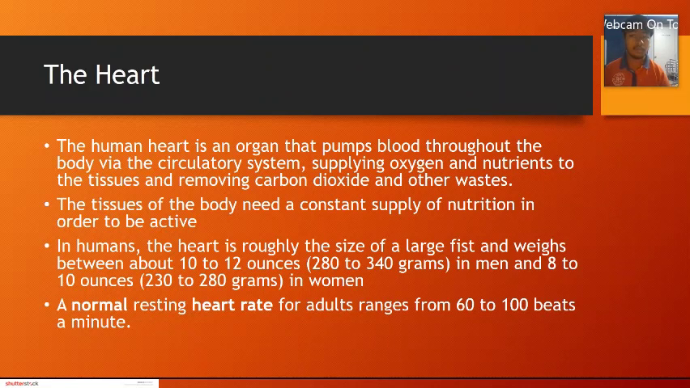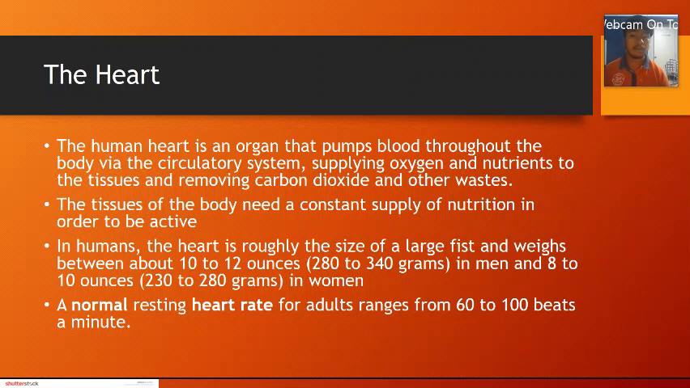The heart is an organ that pumps blood throughout the body and supplies oxygen and nutrients to the tissues and removes carbon dioxide and other wastes. The tissues of the body need a constant supply of nutrition in order to be active.